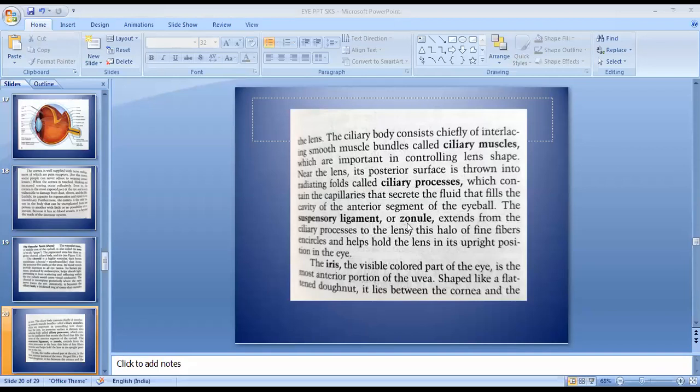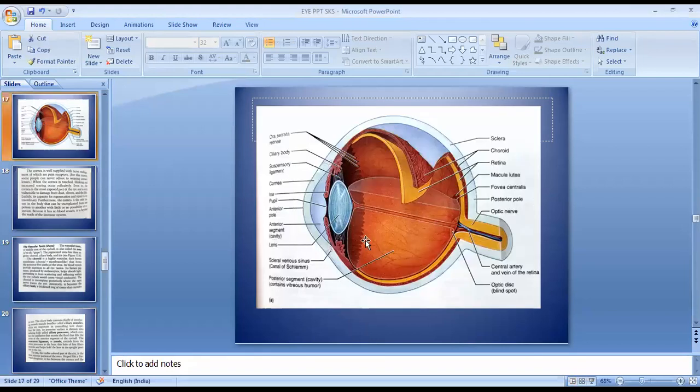So these ligaments are also called zonules. This extends from the ciliary processes to the lens. Again, so this is the distance from here, the surface of the ciliary body actually goes up to the lens.